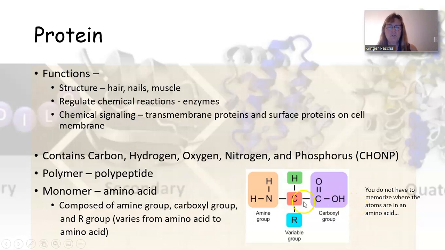Now, as it says over here, you don't have to memorize where all the atoms are in this amino acid, but what you do need to know is on one side is an amine group. Opposite of the amine group is a carboxyl group. And then on one of the other sides is an R group opposite a hydrogen. So you just need to remember these words. You do not need to remember that an amine group is nitrogen and 2 hydrogens. You don't need that kind of detail.